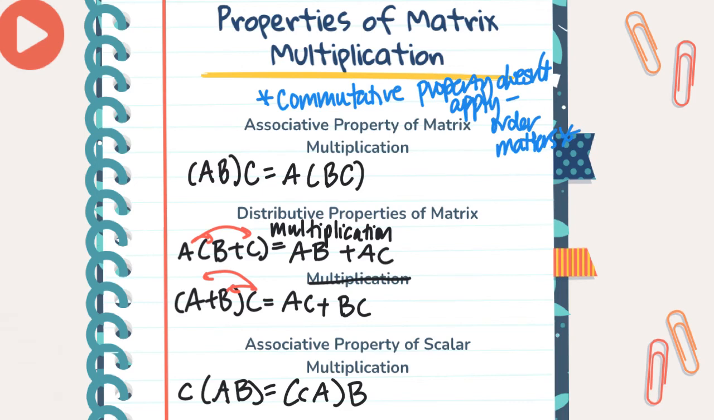right? If you have a 2 by 3 matrix and a 3 by 6 matrix, you can multiply them because these two numbers are the same. But if you change the order of your matrices and do the 3 by 6 and the 3 by 2, you wouldn't be able to multiply those two because these two numbers aren't the same. So the commutative property doesn't work with matrix multiplication.